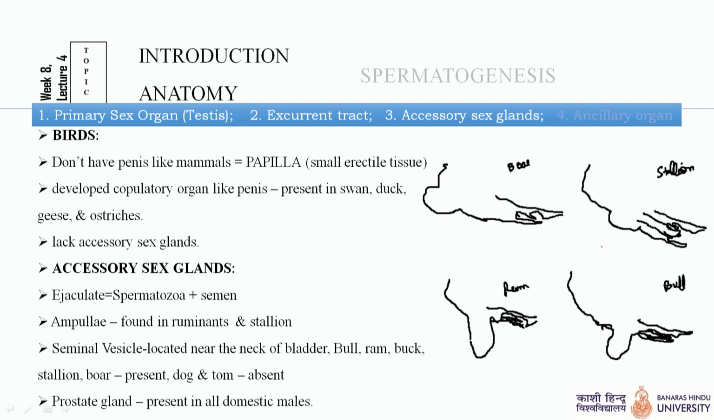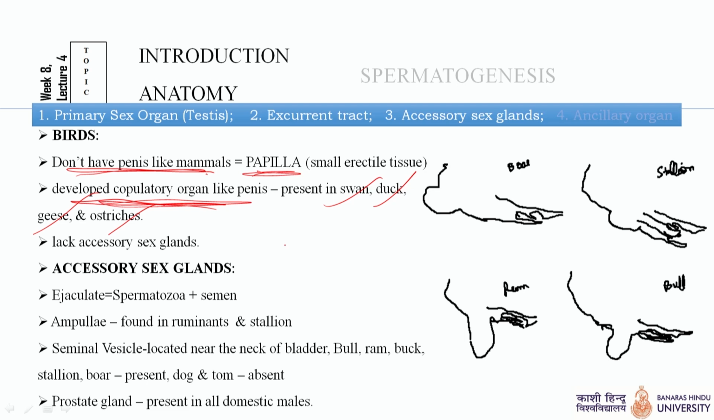Now, next will be the birds, the accessory sex glands. Birds do not have a penis like mammals; instead they have a papilla. Papilla is nothing but a small erectile tissue, and in some birds it develops into a copulatory organ. The birds develop a copulatory organ like a penis in swan, duck, geese, and ostriches. In these species you will find the penis-like structure, whereas in others you will find only the papilla.